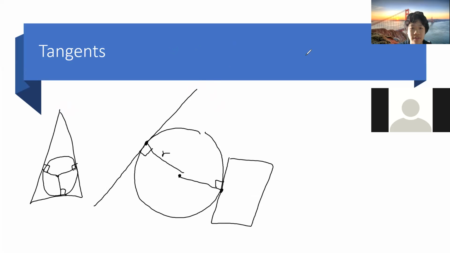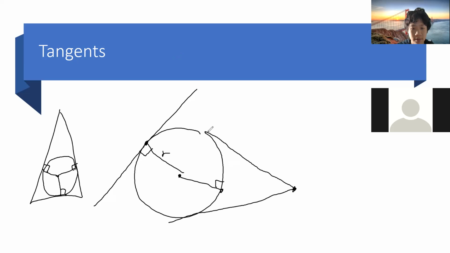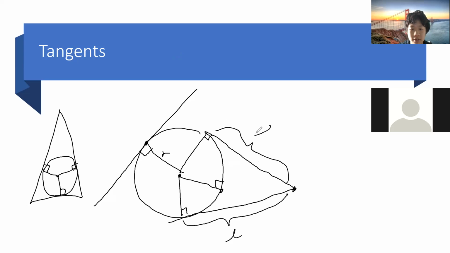Another thing about tangents is that if we were to take a point outside the circle, let's say this point, we can only draw 2 tangents at maximum to the circle. One can be like this, one can be like this, okay? So for any point outside the circle, we can only draw two tangents. And these two tangents actually have the same length. So this has length L, this must also have length L. So that's another really important thing.